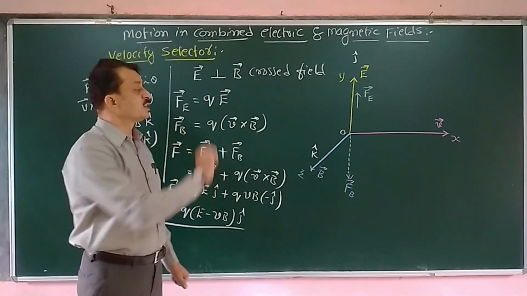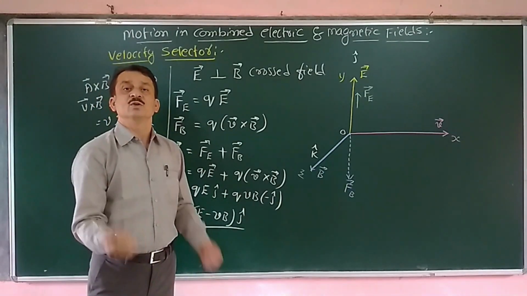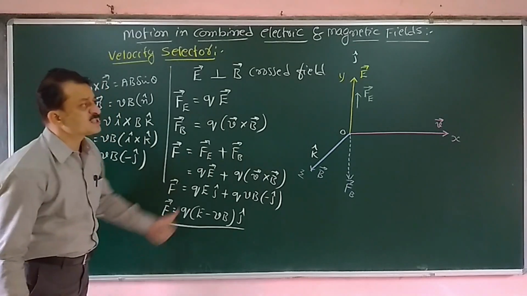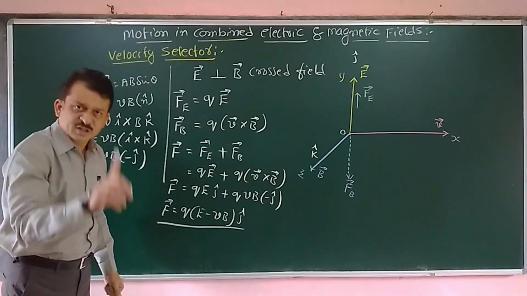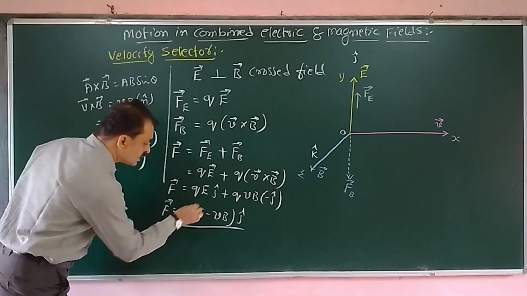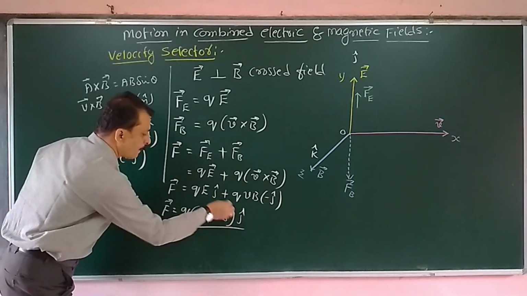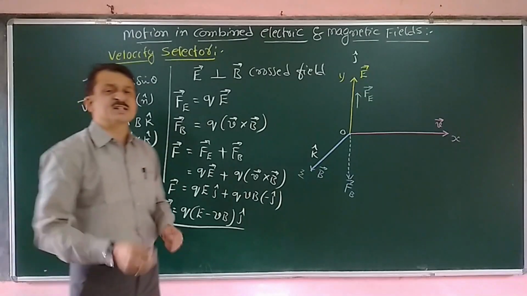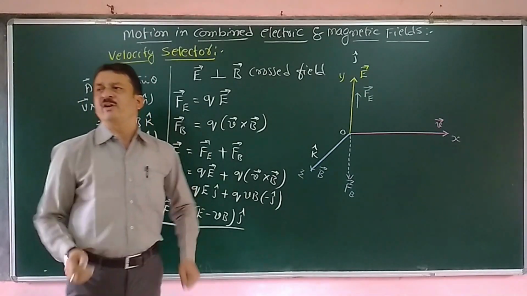Then the net force on the charged particle becomes 0. So that means the total force experienced by the charged particle becomes 0 only when this quantity is equal to 0. So that means we are adjusting the value of electric field and magnetic field.